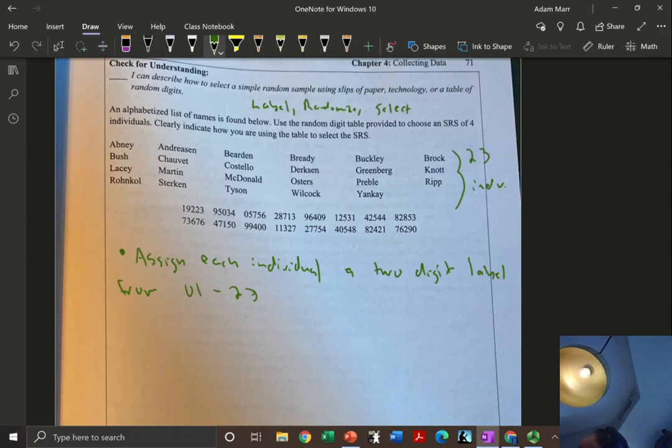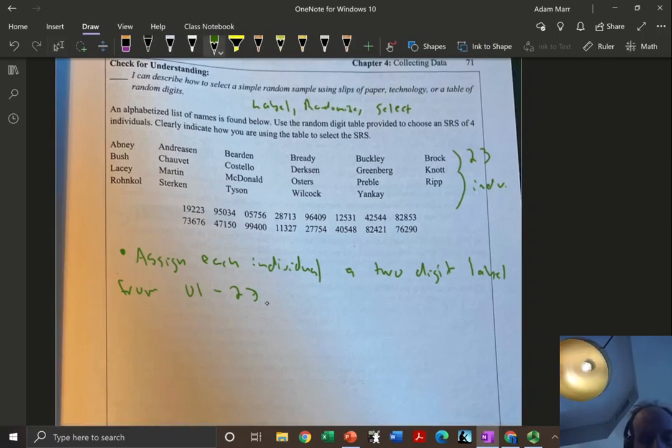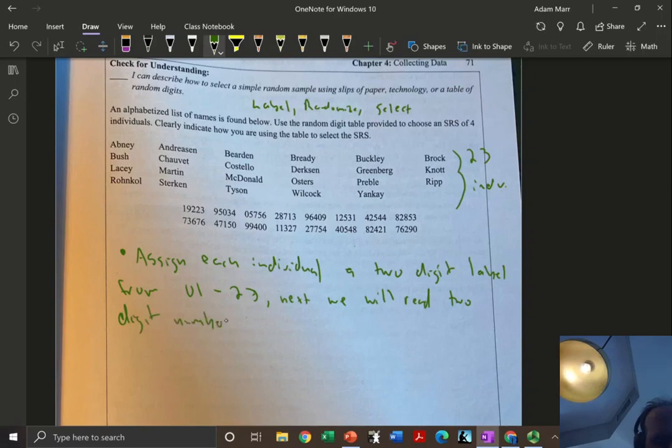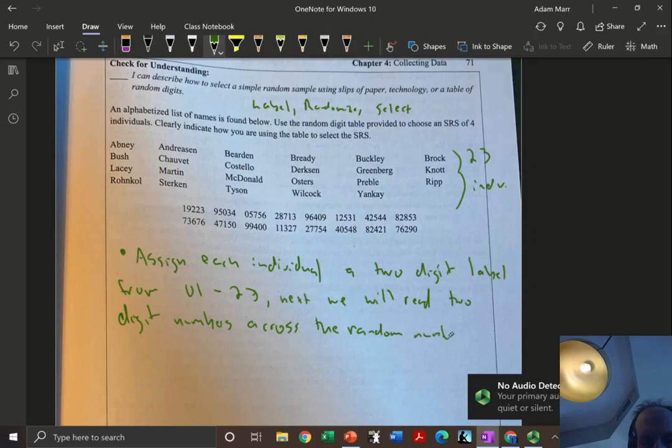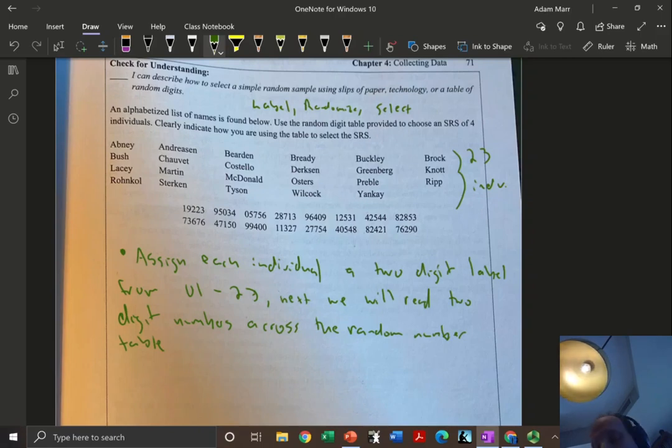Next, we are going to read 2-digit numbers across the random number table until 4 of the labels are selected, ignoring repeated numbers and any numbers outside of the labels 1 to 23.